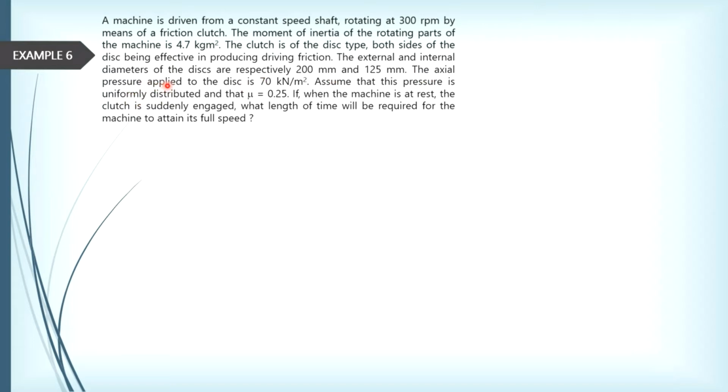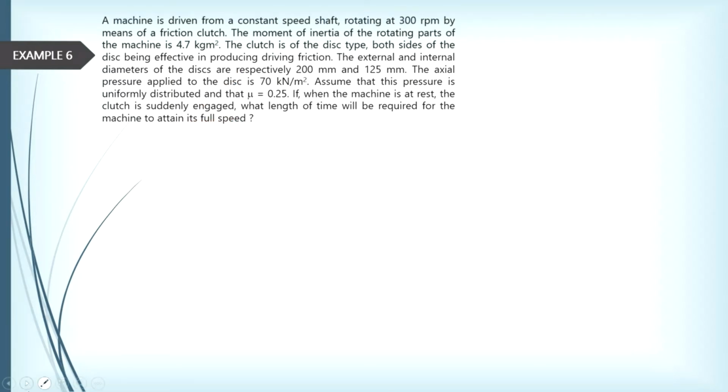So the actual pressure applied to the disc is 70 kilonewton per meter square. Now assume that this pressure is uniformly distributed, uniform pressure, and the coefficient of friction is 0.25. If when the machine is at rest initially, the clutch is then suddenly engaged, what is the length of time that is required for the machine to attain its full speed?